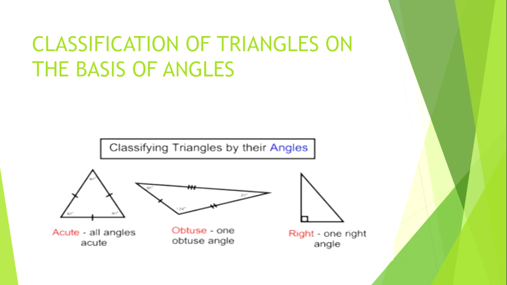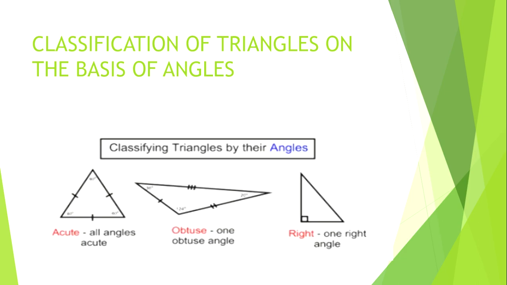Now this is classification of triangles on the basis of their angles. Acute angle triangle: a triangle, each of whose angles measures less than 90 degrees, is called an acute angle triangle or simply an acute triangle. Second one is obtuse angle triangle.